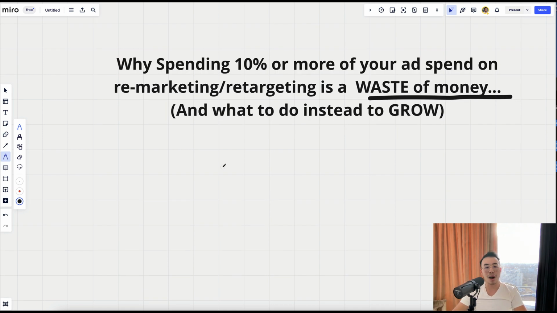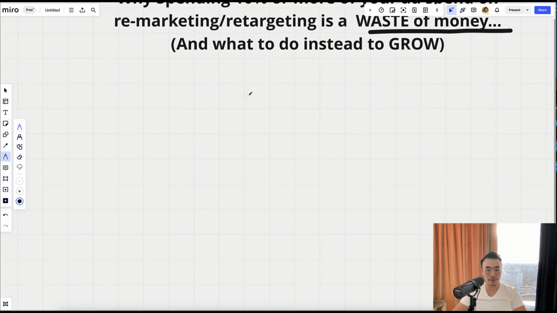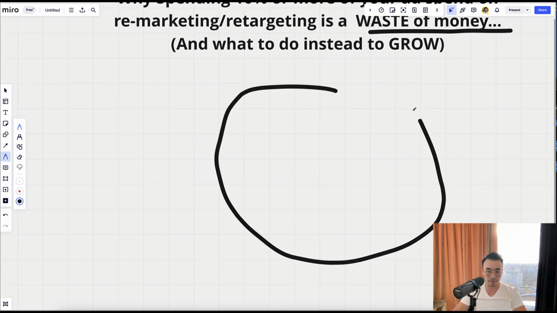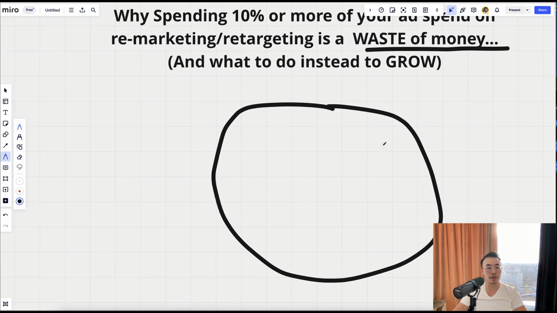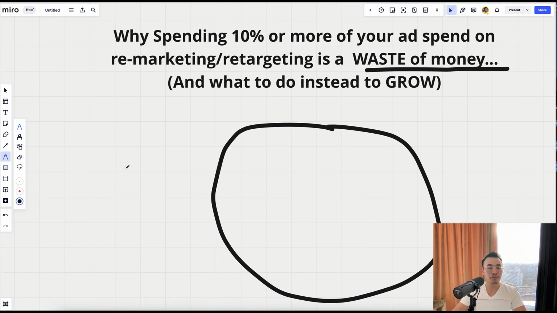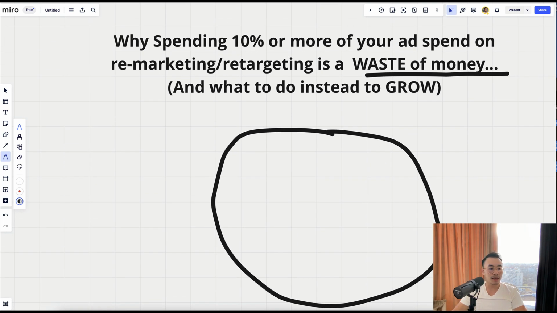Now, let's jump into why spending more than 10% of your ad spend on remarketing is a waste of money. Let's say this is the market, the total addressable market of your niche. Let's say this is what you own in that piece of the pie. So if you're doing, let's say, 100K a month, 35K a month, this ratio varies, but for simplicity's sake, let's say you own this much of the total market.